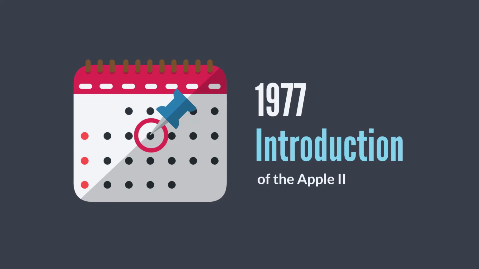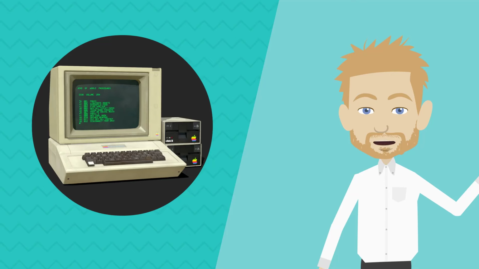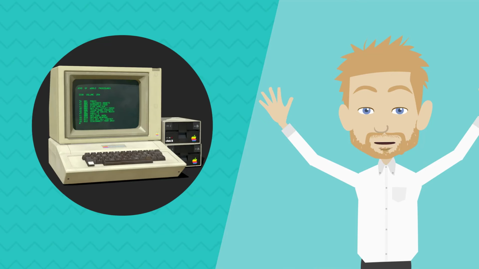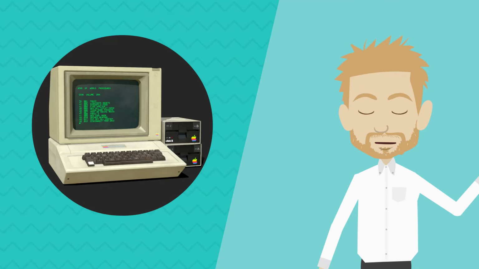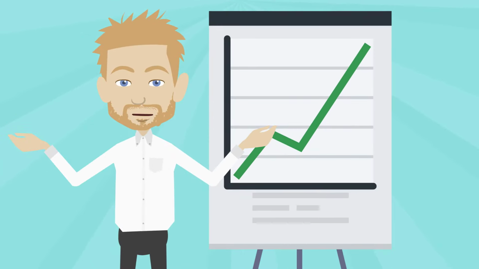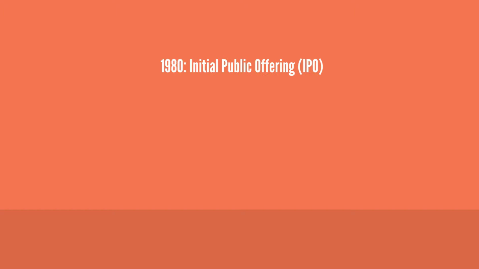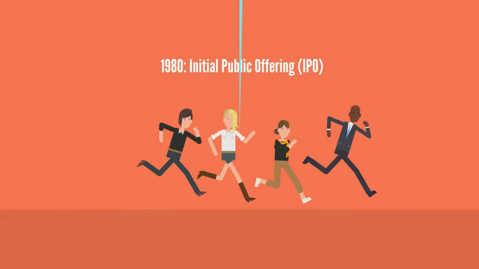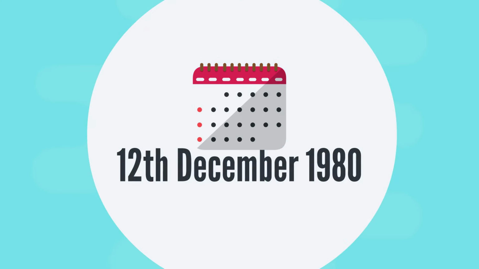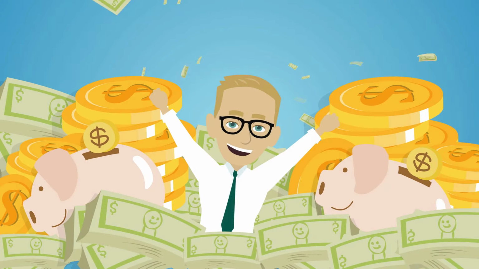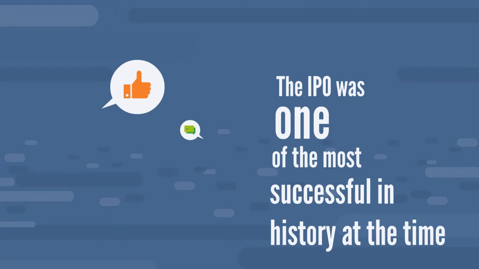1977, introduction of the Apple II, one of the first commercially successful personal computers with color graphics and an open architecture. The Apple II became a cornerstone of the company's early success. 1980, initial public offering. Apple went public on the 12th of December 1980, generating significant traction and making many employees millionaires overnight. The IPO is one of the most successful in history at the time.